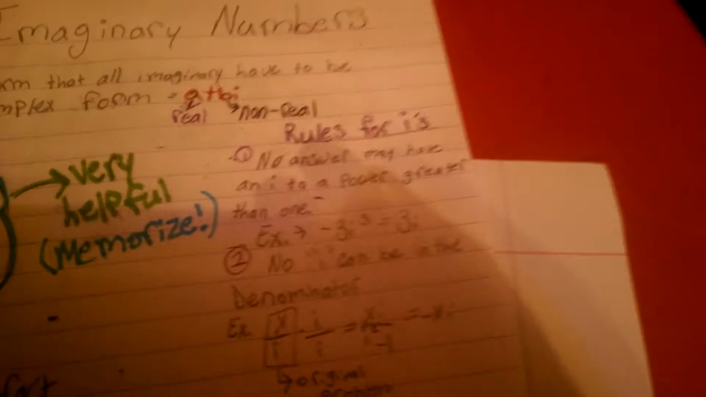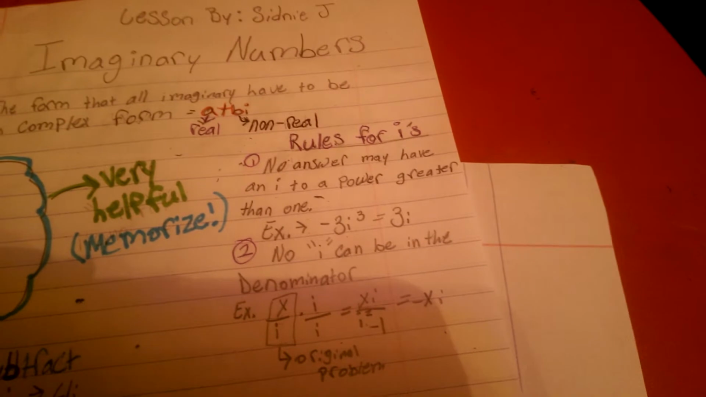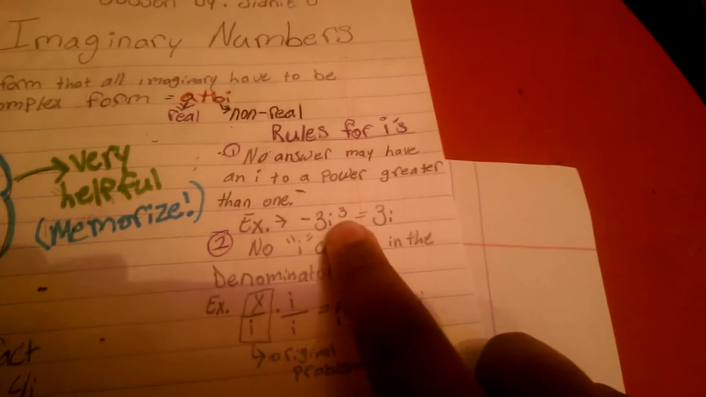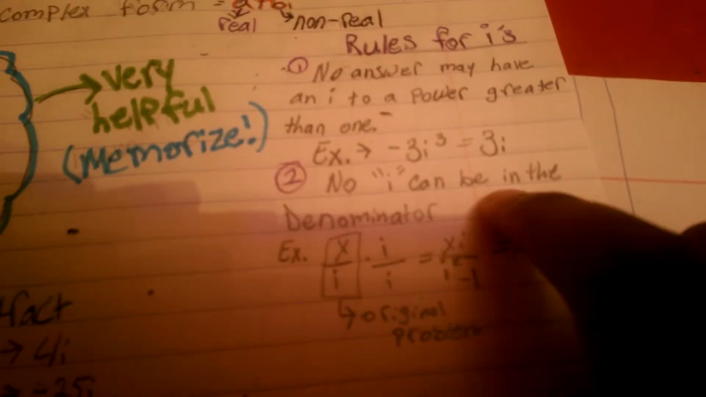Okay, so anyway, the rules for I is, number 1, no answer may have an I to a power greater than 1. Example: if the exponent here is greater than 1, then you need to simplify it using this table here. Number 2, no I can be in the denominator.